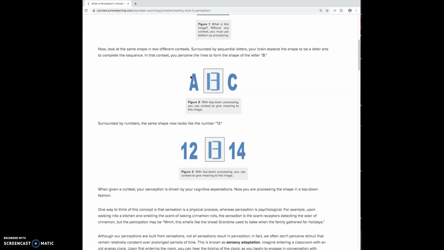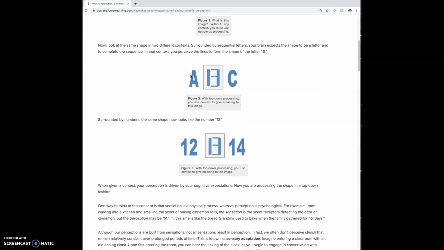Now, when you look at the same shape in 2 different contexts, then your perception will be a little bit different, because now you have context. So if you surround the shape with sequential letters, your brain expects the shape to be a letter, and to complete the sequence, A, B, C. So now your brain will say, oh, this is a B in this context. And you might perceive that the lines were actually trying to form a C. So that's an example of top-down processing.